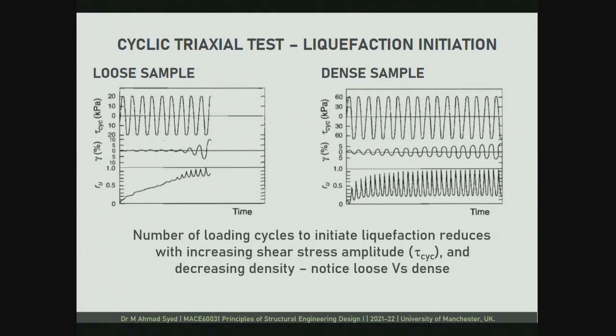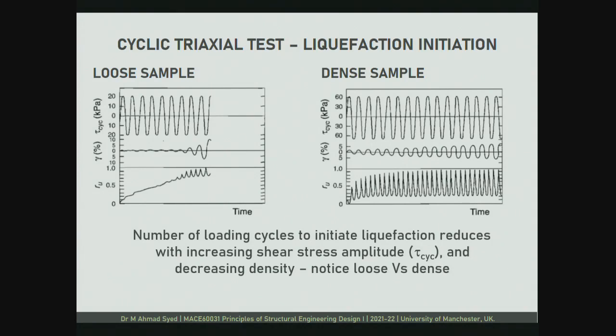We had a discussion that if you have a loose sample, then it is highly susceptible to liquefaction. If you have a denser sample, then it is less susceptible to liquefaction. And that is precisely what is shown over here: for a loose sample, you require only a small number of cycles to reach full liquefaction. For a dense sample, you can cope with even a high number of repeated loading cycles before liquefaction, and it can absorb 60 kPa, whereas this one is only 20 kPa. So even though we have tripled the amplitude, it is taking longer for the soil sample to liquefy, just because it was originally dense and this was originally loose.